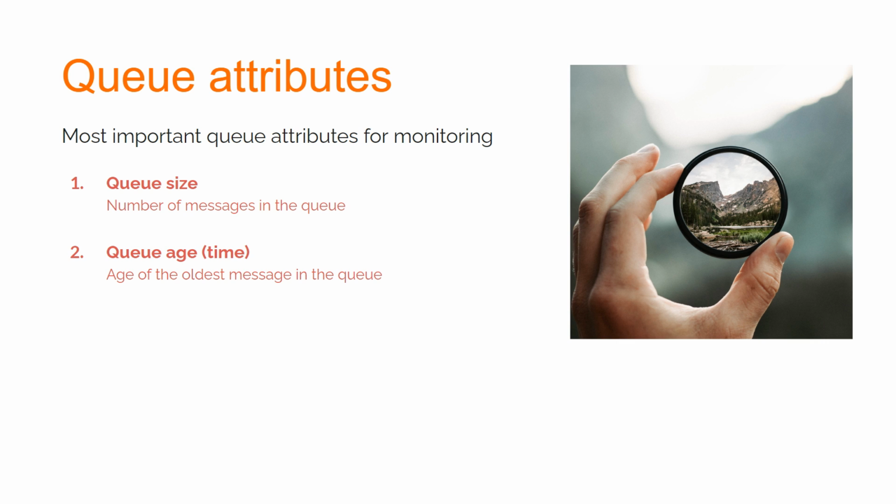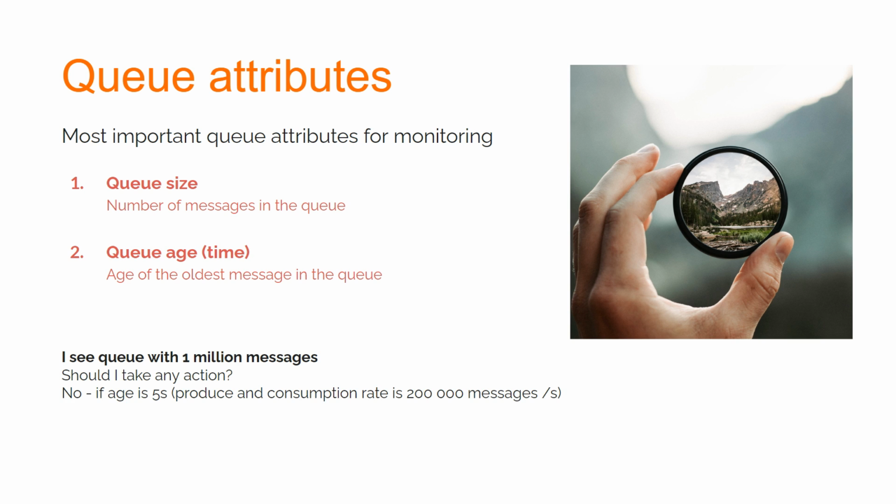The size of the queue is not enough to monitor system state. In the same way, monitoring of the age is not enough. For instance, let's imagine a queue with 1 million messages. Based on that information, should any action be taken? If the age of the oldest message is, for example, 5 seconds, then mainly no, because it means that the average message processing rate is 200,000 messages per second.